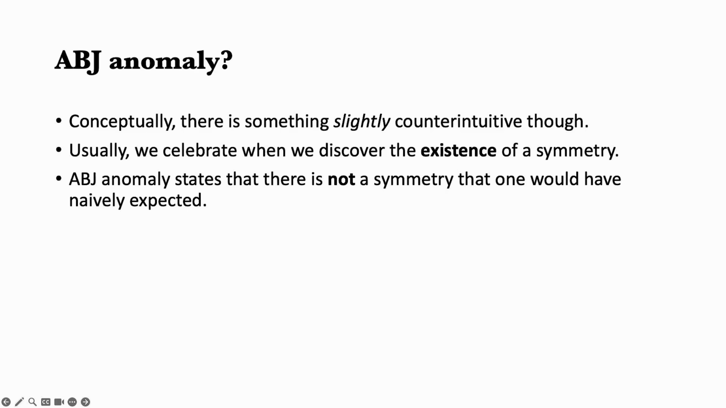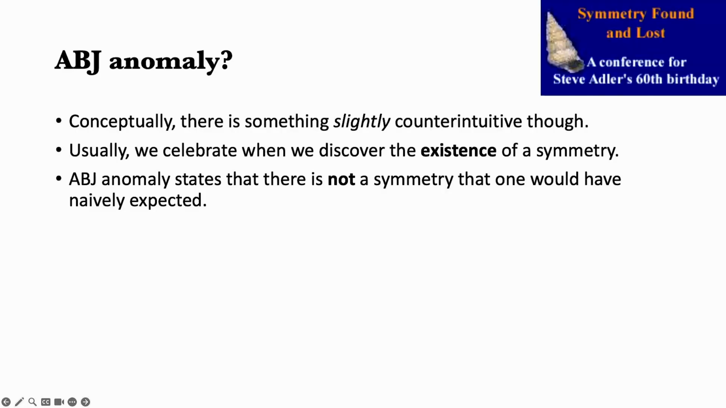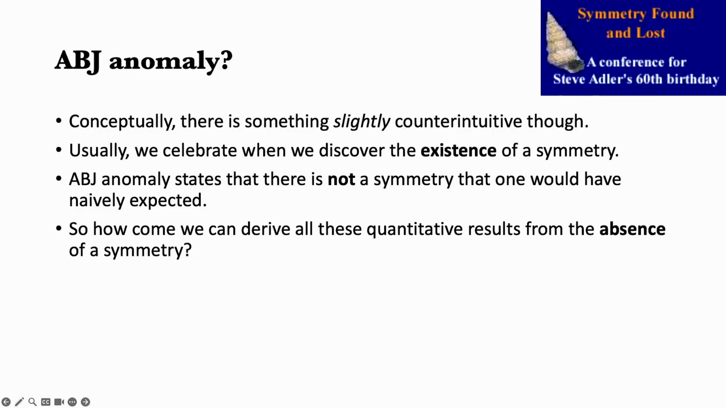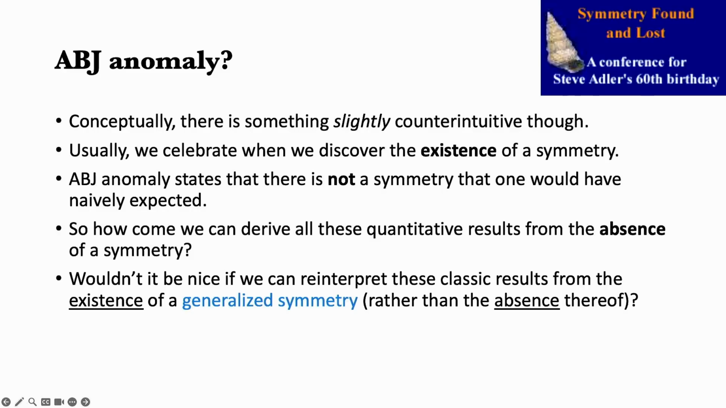And just to show that I'm not alone in thinking about the ABJ anomaly this way, there was a birthday conference for Steve Adler back in 1999 at IAS. And the title of the conference was called Symmetry Found and Lost. So at the end of the day, the symmetry was lost. The chiral symmetry is not there in the quantum mechanical QED. So how come we can learn all this beautiful quantitative result from the absence of the symmetry in the context of QED and pion decay? And wouldn't it be nice if some of this result can be reinterpreted from the existence of a symmetry rather than the absence thereof?